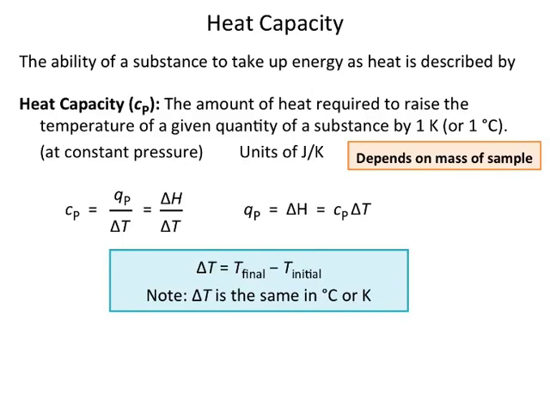Now, at constant pressure, your heat capacity is equal to the heat divided by temperature, because this is the heat required to raise the temperature by 1 degree C. And then at constant pressure, heat is equal to enthalpy. So you can write this as an equation that heat at constant pressure equals delta H equals heat capacity times the change in temperature. And change in temperature is how we typically define it, final minus initial. Okay, so that's one way to define heat capacity.